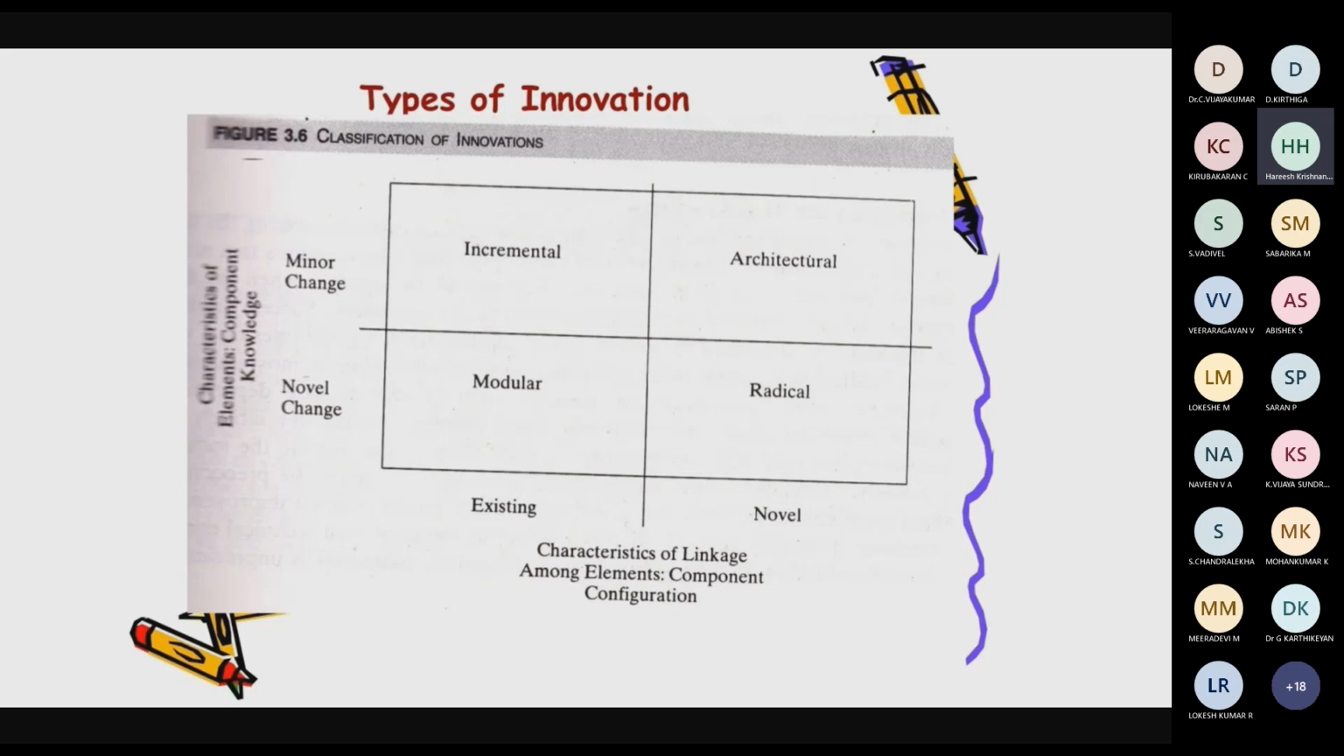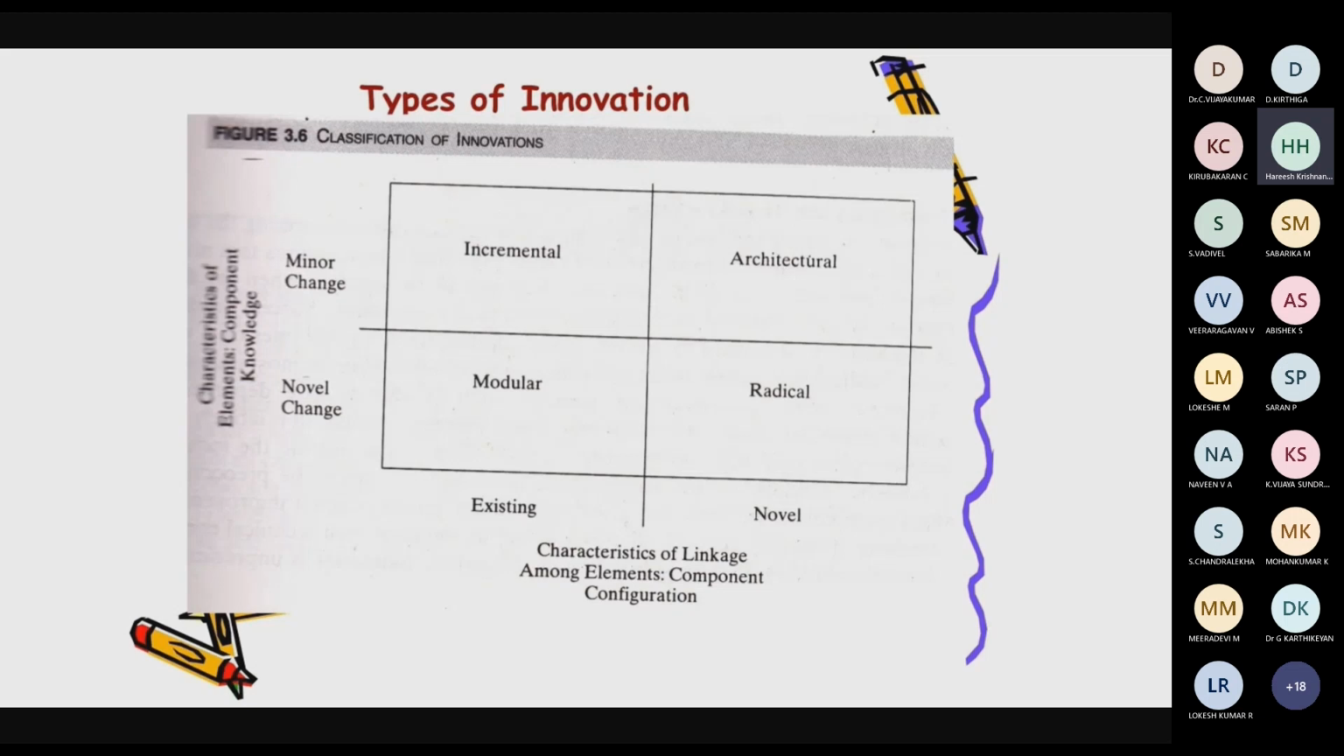The hardware is on the horizontal axis, and the software, that is component knowledge, is on the y axis or vertical axis. So there are two sections there: one is existing and one is novel. And in the knowledge part, there are novel changes and minor changes. So if you are finding some products, some ideas, or something new on the basis of component as well as knowledge, because you are finding novelty in the part of component or material. What are the materials you are using for the product?